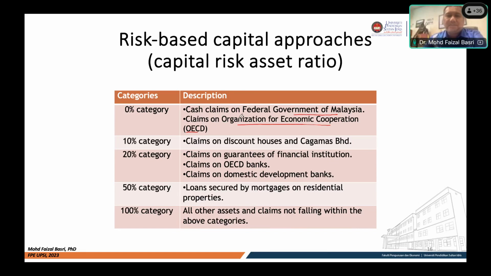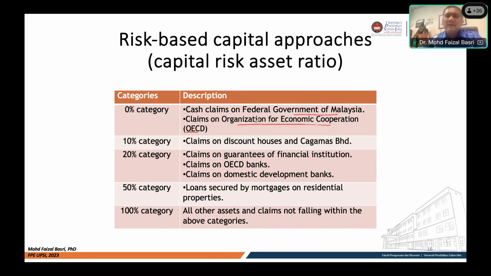So technically the 0% category is for the types of assets where the company purchases securities, for example, investing in a sovereign fund. A sovereign fund means a country-level fund, either from the government of Malaysia or, if overseas, from a country that is part of the OECD only. If the country is not in the OECD, it's not 0%. It can be 100%, for example.